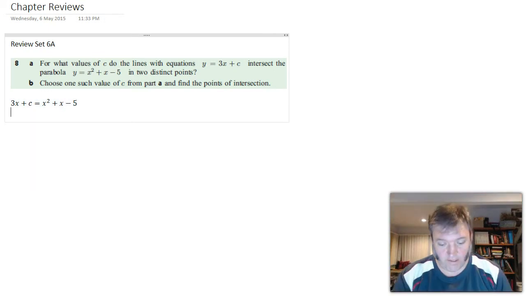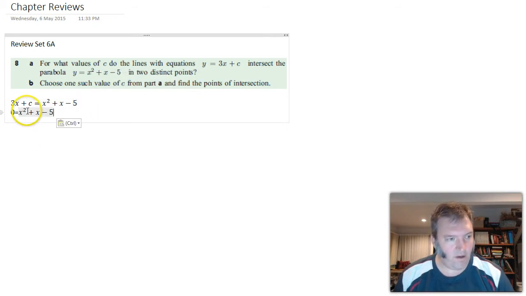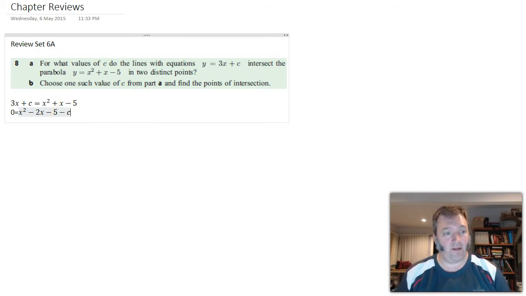Okay, so now we've got to set it equal to 0, so we can go ahead and factorize and solve it. I've subtracted 3x from each side, so the x squared will stay the same. If I have x and I take away 3x, that's now going to be negative 2x in the middle, and the negative 5, I've also got to take away c. So that's what I'm going to end up with.